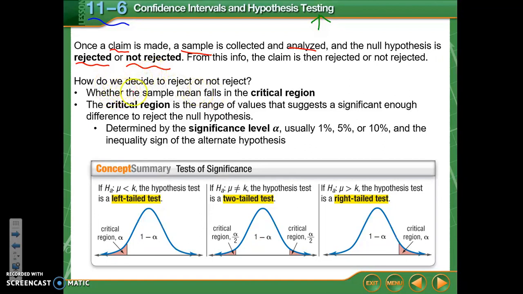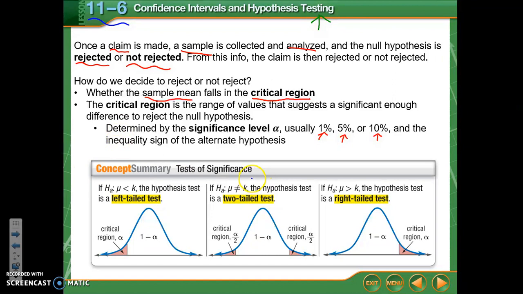How do we decide? Well, first we find our sample mean and we have to figure out if it falls in what we call a critical region. A critical region is basically a range of values that tell us, okay, this mean is different enough from the mean that I think I have to reject the null hypothesis, to say, okay, the null hypothesis, I can't necessarily say that it's true. We determine the significance level alpha. Usually we say we're going to do it at 1%, 5%, or 10% significance. So it's determined by that and also by the inequality sign of the alternate hypothesis.